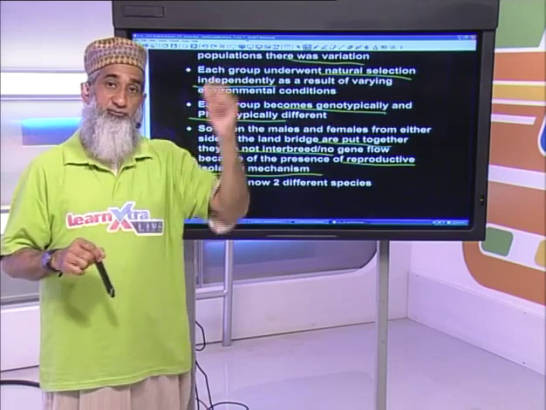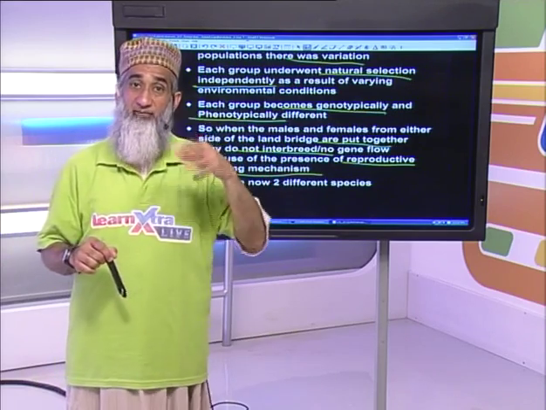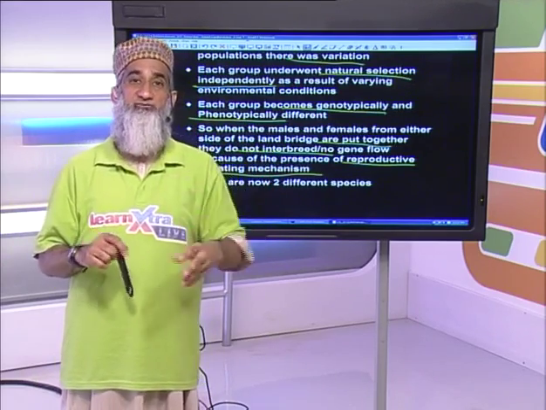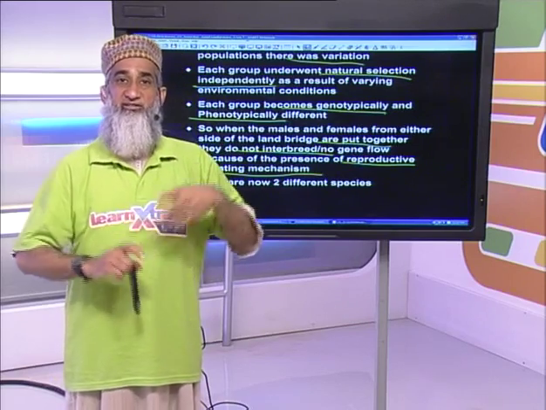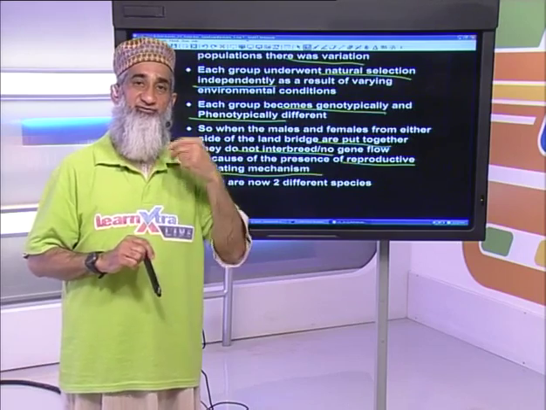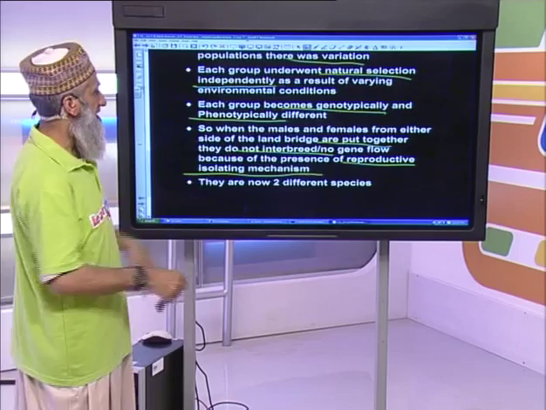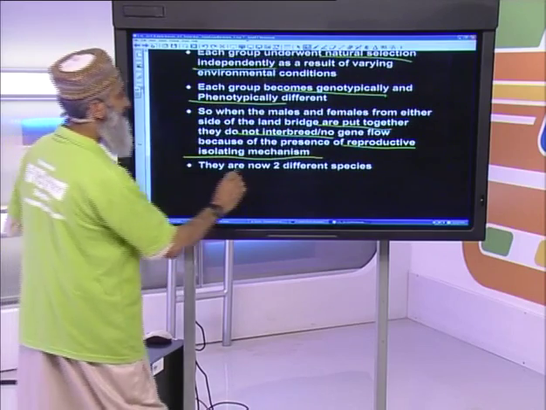Or other reproductive isolating mechanisms, like the mating season has changed, not in this particular case. Those are other reproductive isolating mechanisms. The mating season may have changed. The courtship behavior may have changed. You know, different organisms may have different courtship. So all these things may change, and because of that, now they do not mate. They are now two different species.